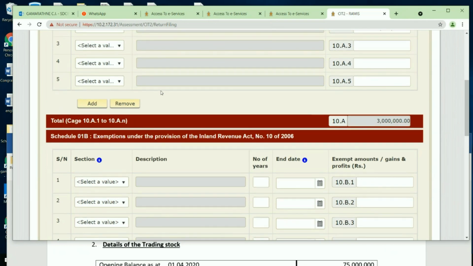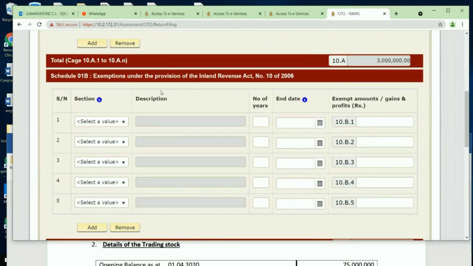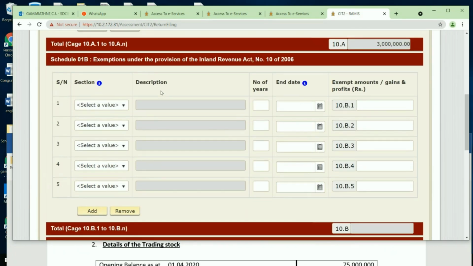Schedule 1B is related to exemptions connected with the previous income tax law, Act number 10 of 2006, right? This is still applicable due to the provisions of the transitional provision gazette notification. But in this case, there were no items connected to this Schedule 1B, right?